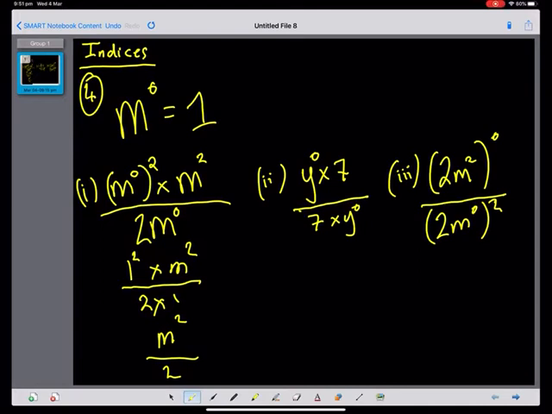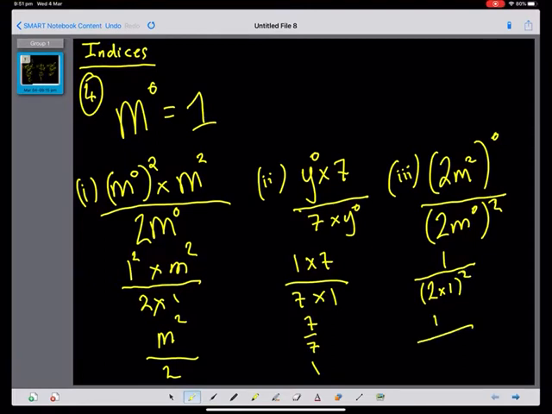Okay, so anything to the power of 0 is 1, so we got 1 times 7, all over 7 times 1. Well, I hope you can see that that is 7 over 7, which is just simply 1. Okay, anything to the power of 0 is 1, so 2m squared to the power of 0 is 1. Here, we've got 2. This is going to give 1, but it's all squared. So we've got 1 over 2, 2 twos are 4, so we're left with a quarter.